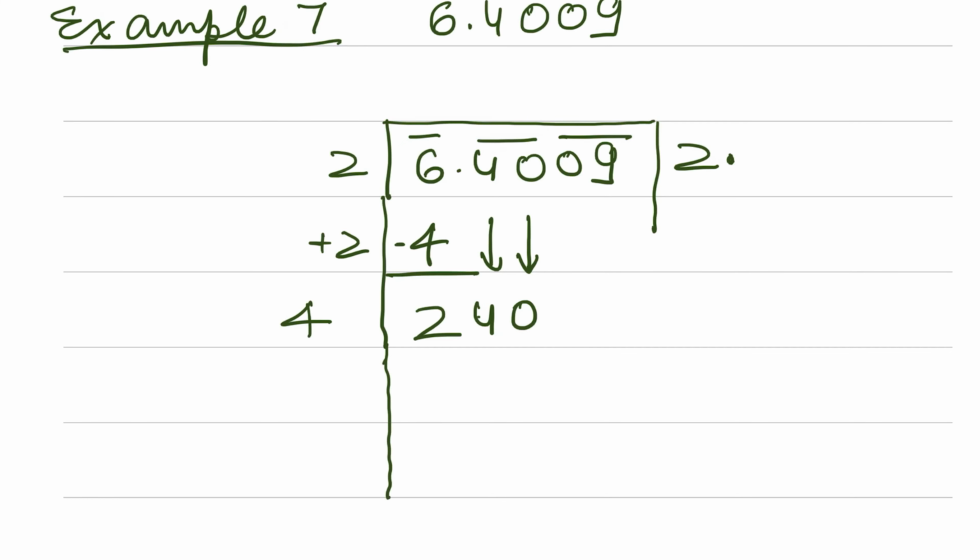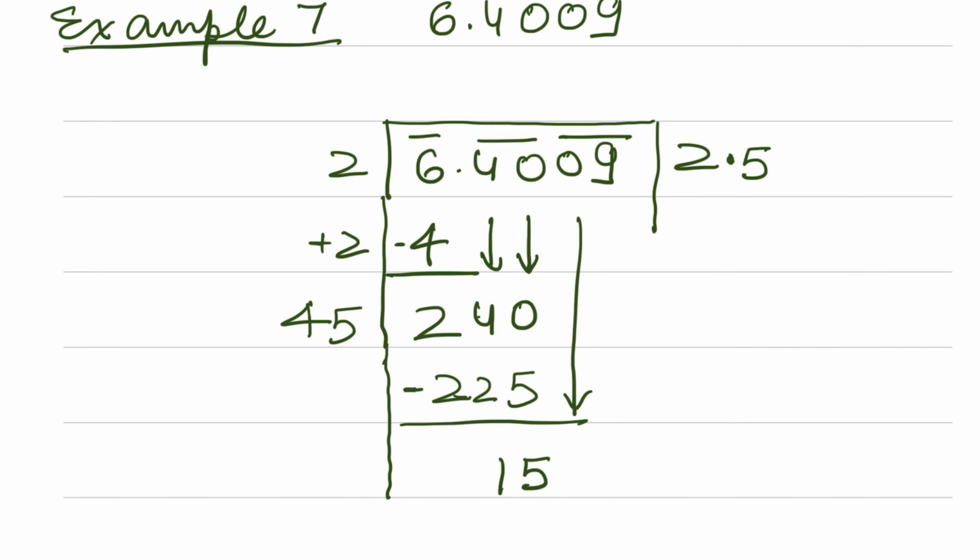Now I have to think for a units digit number such that if I multiply with the number, I should get less than or equal to 240. So 5 times 5 here, 25, 22. Subtracting, I get 15, and I am going to take these 2 digits too. So 09. On the divisor side, I am going to add 5.